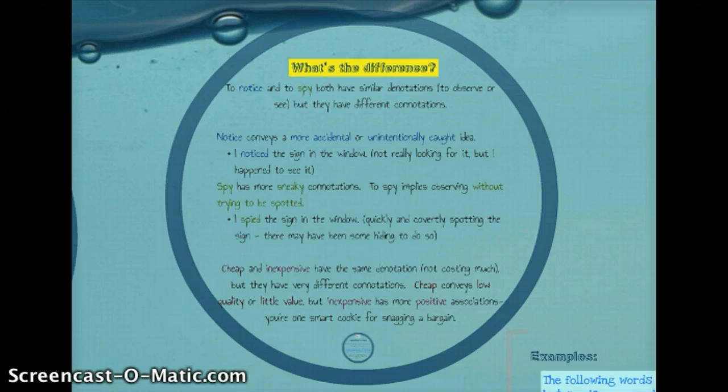Spy, on the other hand, has more sneaky connotations. To spy means that you are observing on purpose and maybe from the shadows. I spied the sign in the window, quickly, trying not to be spotted, and maybe having to hide to do so. Cheap and inexpensive are like this too. Something that's considered cheap doesn't have a lot of value, and it may not last very long. It may break quickly. Whereas something that is inexpensive simply means it didn't cost as much as it might have, and good job for you for getting a great bargain.